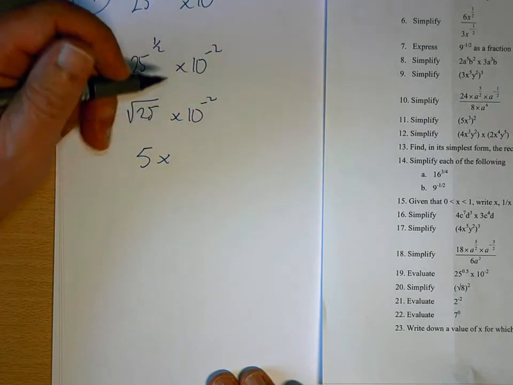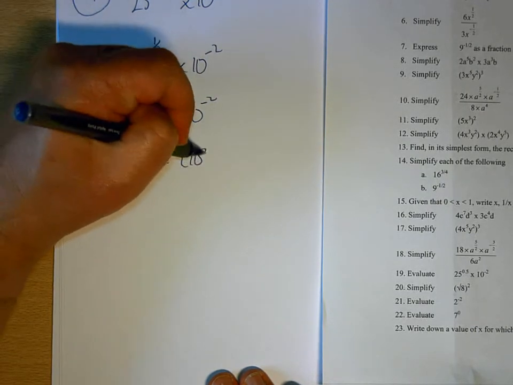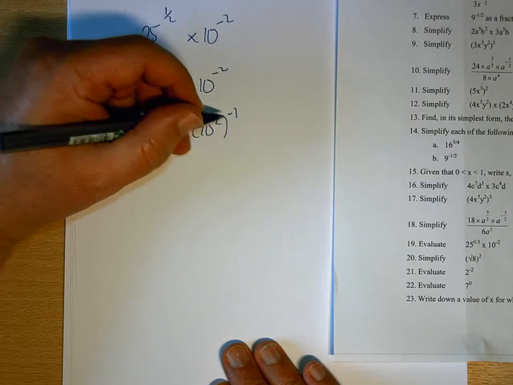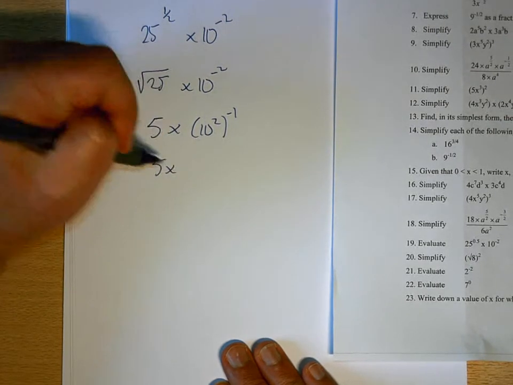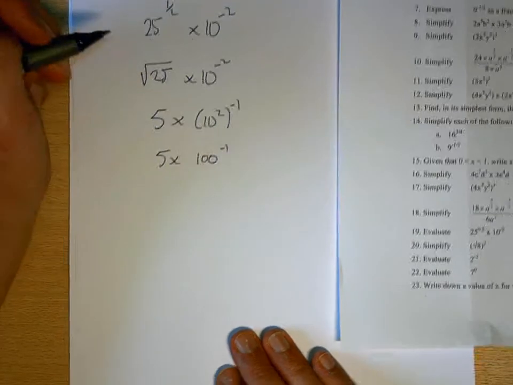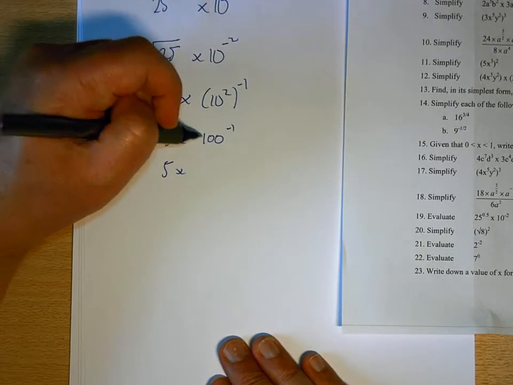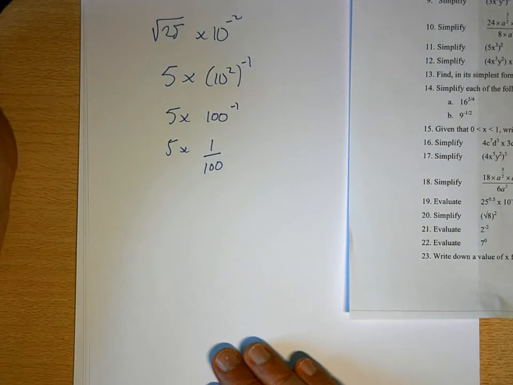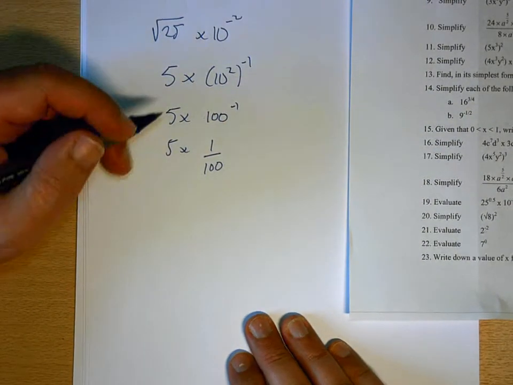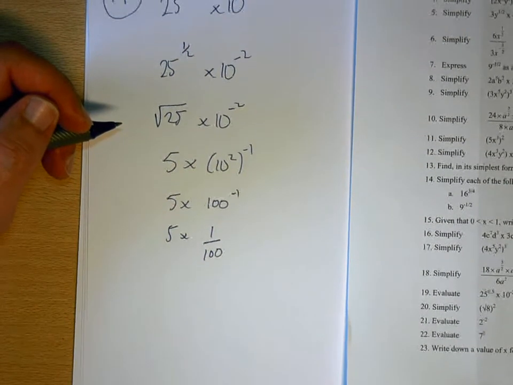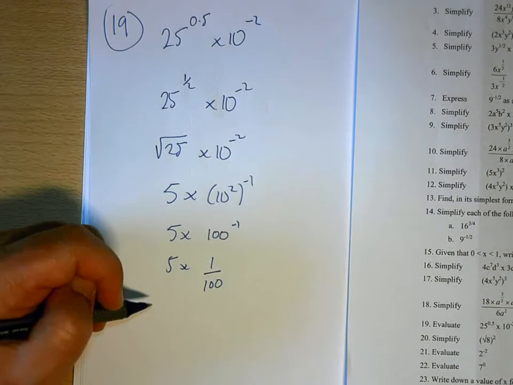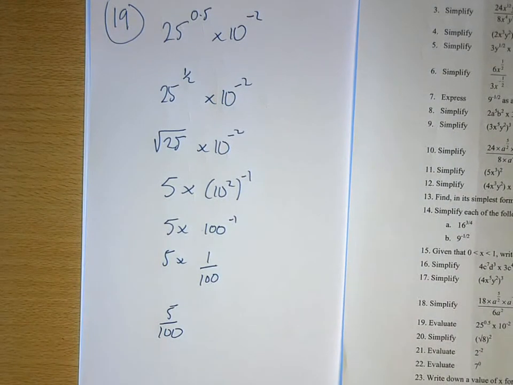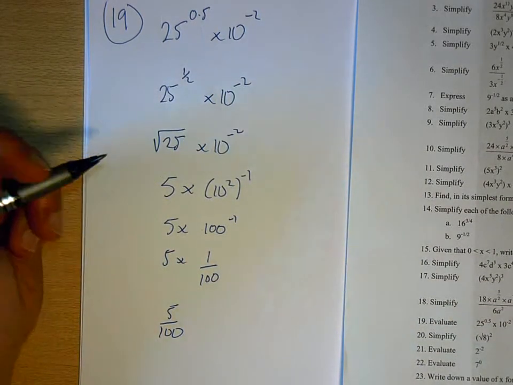Well, 10 to the power of 2, I can write like that, and I know then that that's 100. So I got 5 times 100 to the power of minus 1. I know that the minus 1 is sending me a signal, which means I can put it as 5 times 1 over 100. Sorry, lost the whole sum. That's the same as 5 over 100. And 5 over 100 is the same as 1 over 20.